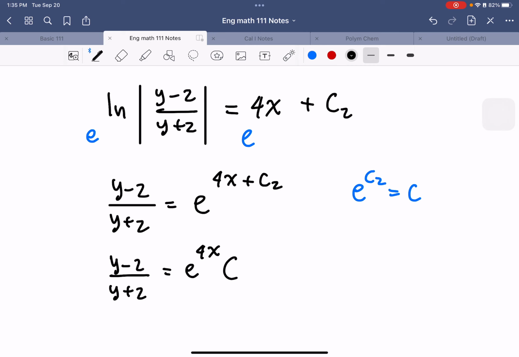Now we can try to make the equations more clear. I think we can just multiply here and then some sort of steps, and we will find that the y will equal to 1 plus c e with power of 4x over 1 minus c e with power of 4x.